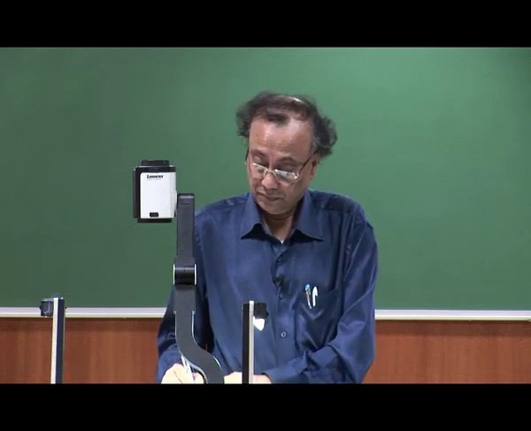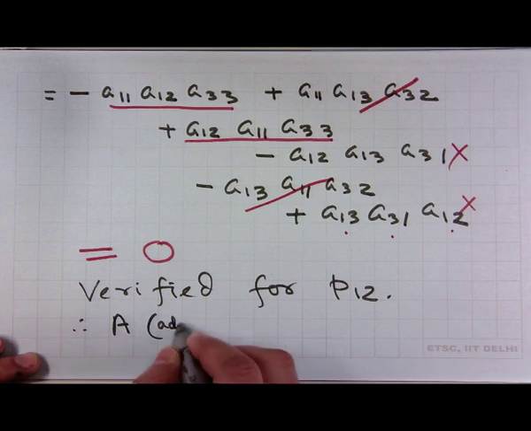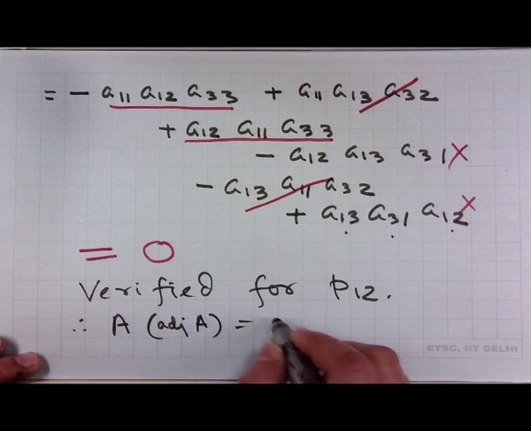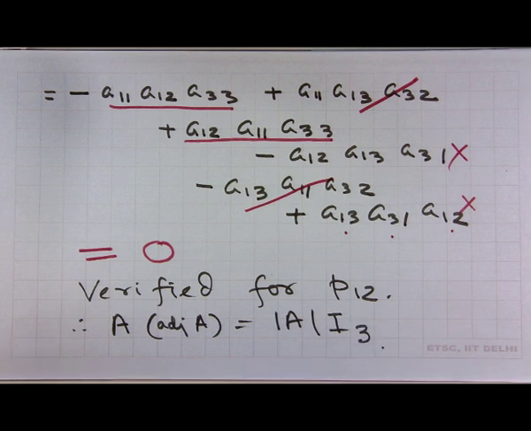Therefore, A into adjoint of A is equal to determinant of A into I3.